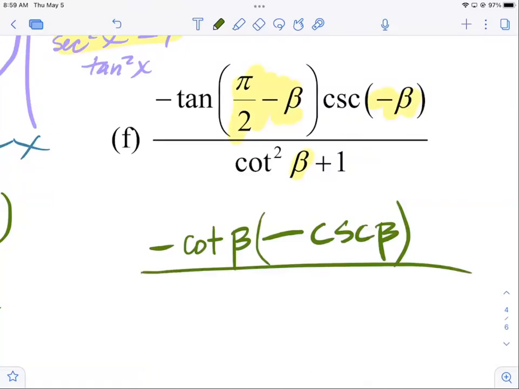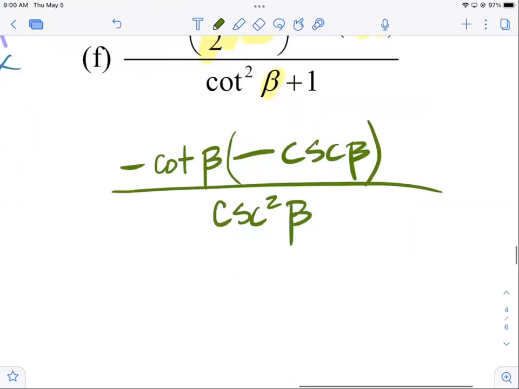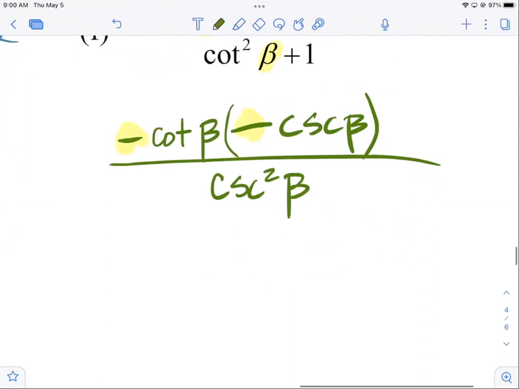And then in the bottom, the angle's already beta, so we can kind of look to do something else with it. And of course, cotangent squared plus 1 is straight up baby PID number 2. It's equal to cosecant squared. All right. Now we can simplify from there. We have a negative times a negative. What's a negative times a negative? A positive. So I could just drop those negatives. And I get cotangent of beta.